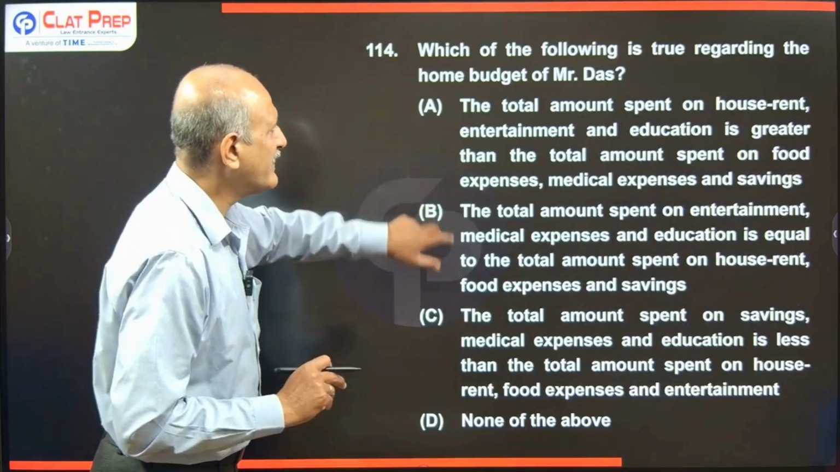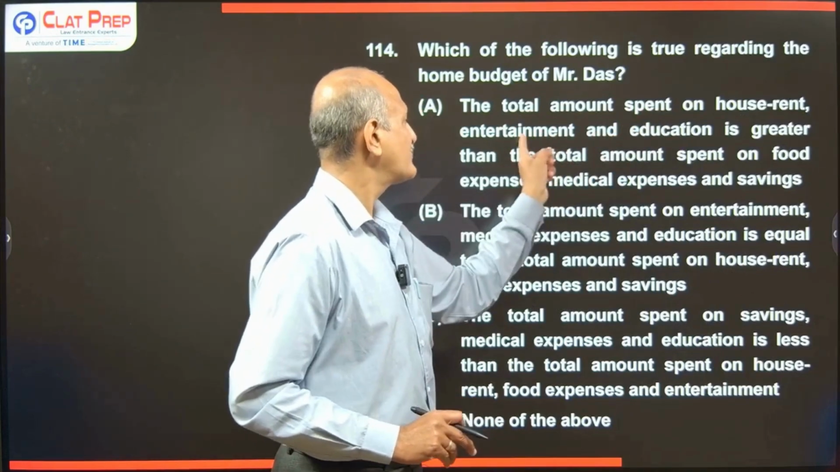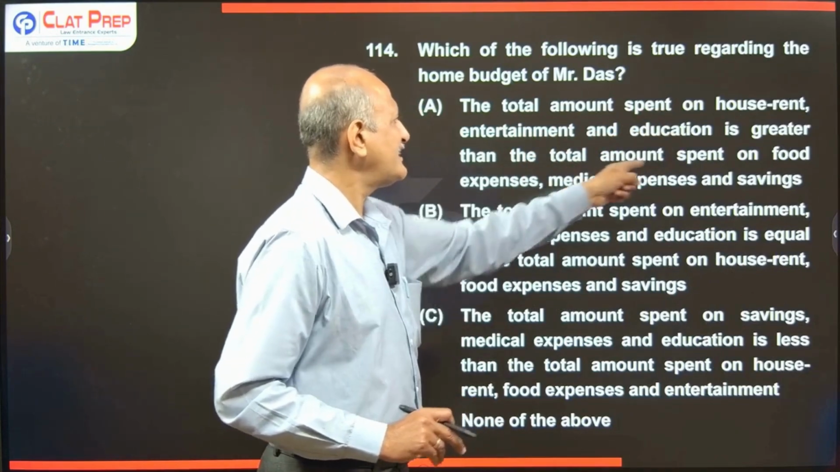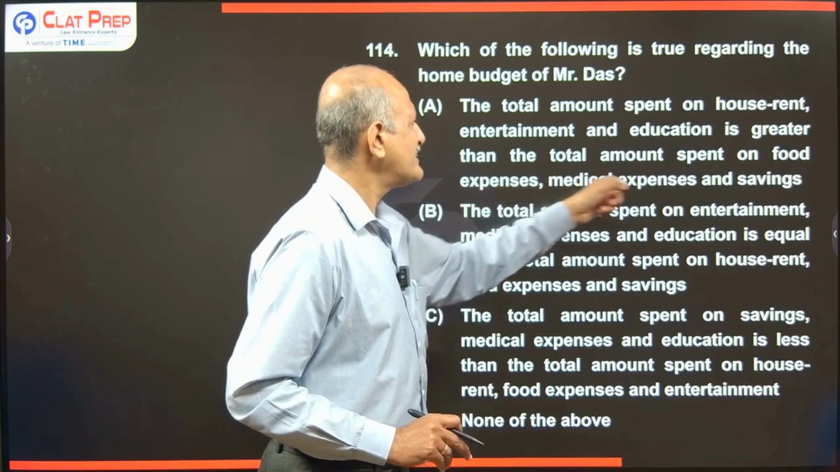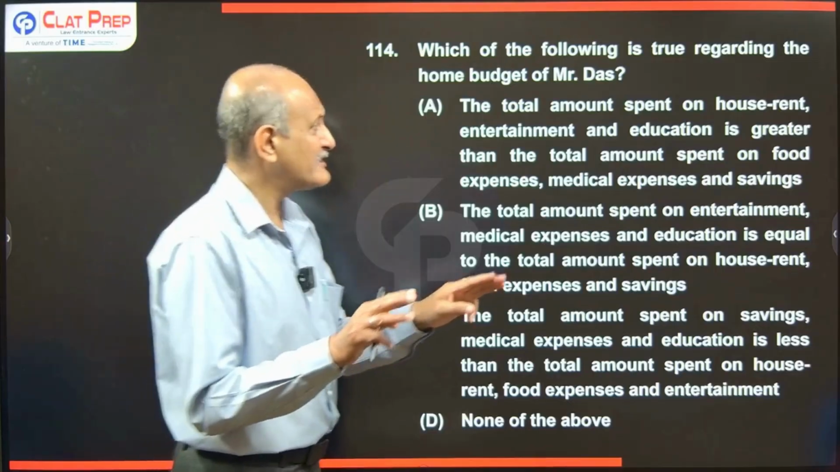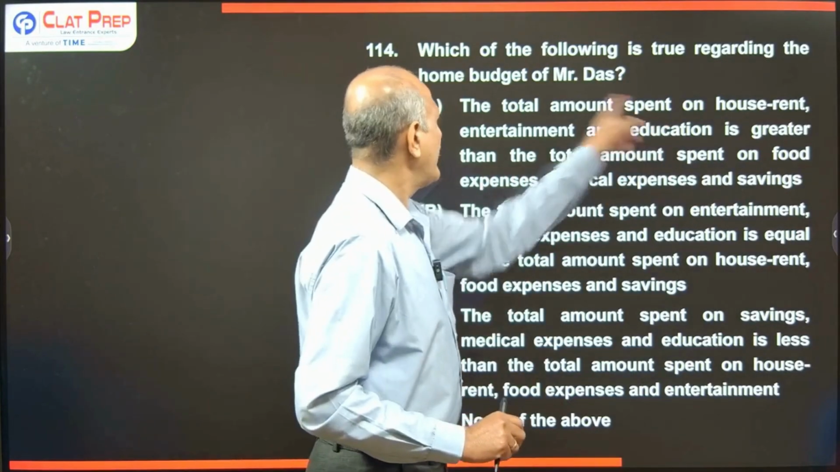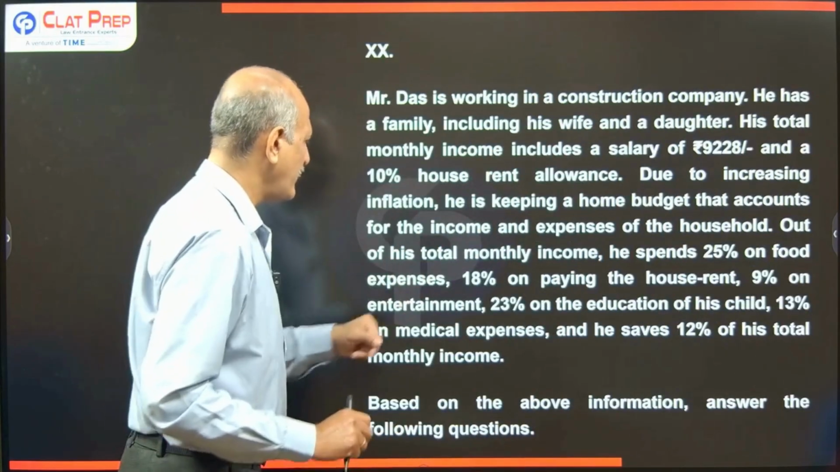What is the question asking? Here it is asking, please observe, the amount spent on 3 categories, house rent, entertainment and education, is greater than the total amount spent on food expenses, medical expenses and savings. So we are comparing 3 categories on one side and 3 categories on the other. House rent, entertainment and education, how much is this?